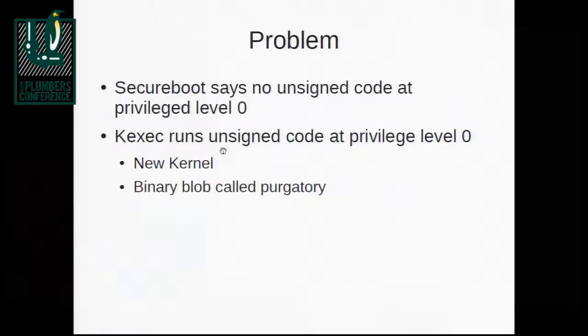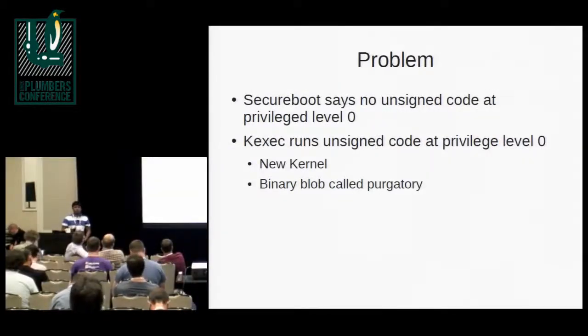So the basic problem is Secureboot doesn't want any unsigned code to run at privilege level 0, and Kexec loads the new kernel, and Kexec also has a small binary blob which it prepares and loads, and that runs at privilege level 0, and that's where we first jump, and then the transition happens to the new kernel.